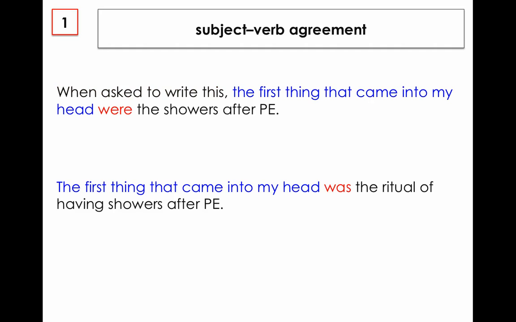Next we've got a case of subject-verb agreement or disagreement in the first sentence. Here's the subject, the first thing that came into my head. And notice this is just one thing came into my head. In the first sentence we have the verb were, which is for more than one, and in the second was, which is just for one. So in the second sentence you have subject-verb agreement, and in the first sentence you don't have subject-verb agreement.